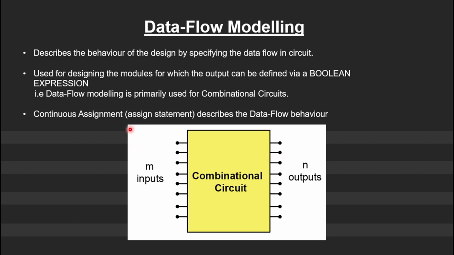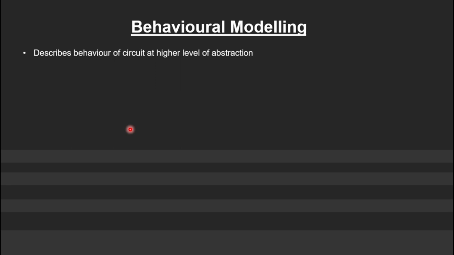Now let's move on to behavioral modeling. So behavioral modeling involves describing the behavior of the digital circuit at a higher level of abstraction, focusing on the functionality and operation of the circuit rather than its internal implementation details. In behavioral modeling, designers specify how the circuit should behave in response to the different input conditions without necessarily specifying the exact timing or implementation details of the circuit.